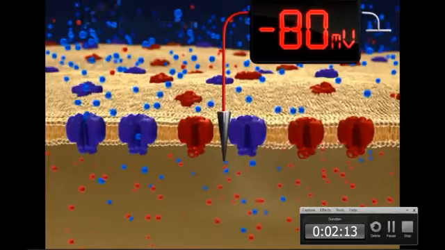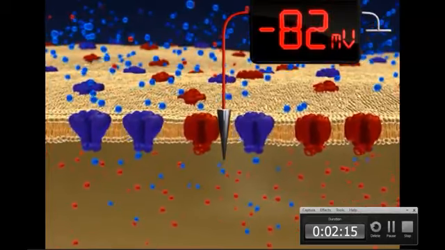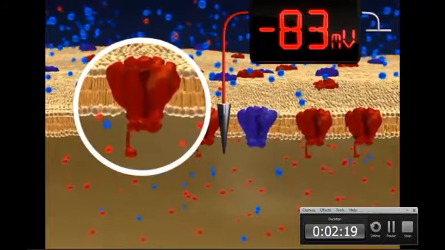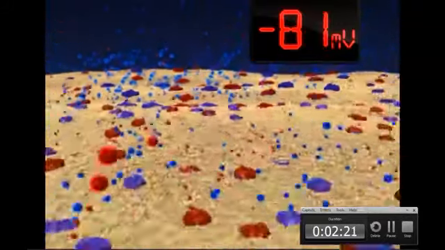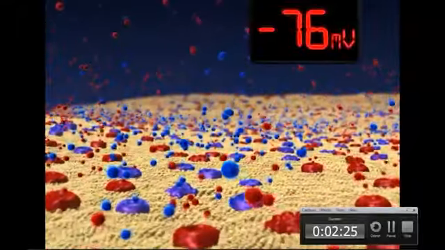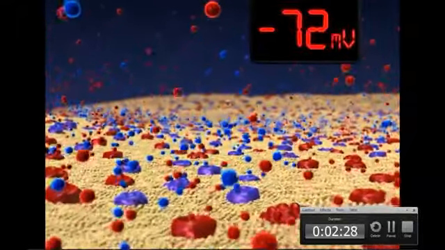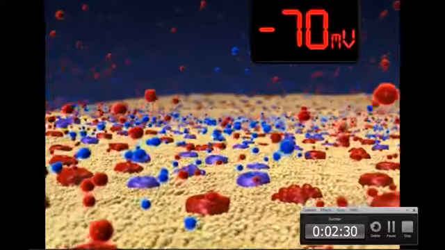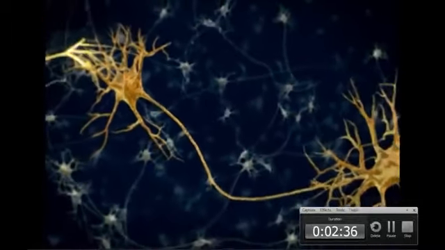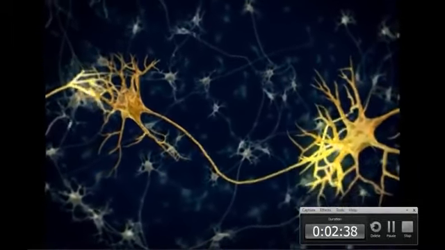During this phase, voltage-gated potassium channels close and all voltage-gated sodium channels are released from inactivation. By the end of this phase, ions move through leak channels only and the membrane potential returns to the resting state of minus 70 millivolts. The neuron is now ready to fire another action potential.